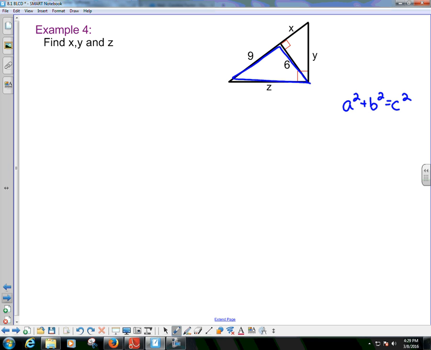My hypotenuse is z, and 9 can be a, and 6 can be b. Well, 9 squared is 81, and 6 squared is 36.